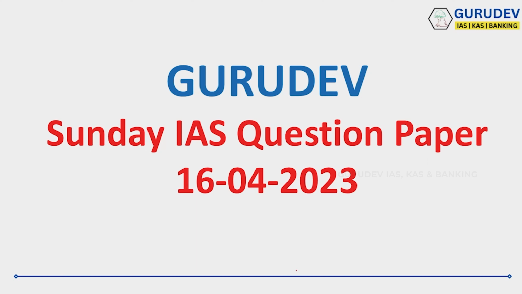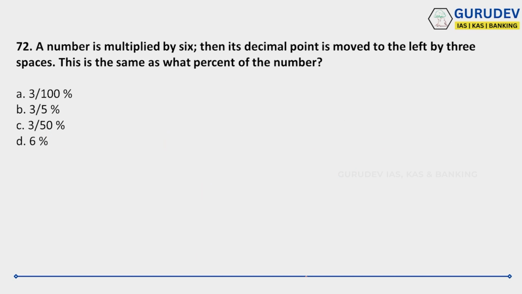Today we are going to solve the question paper which was conducted on Sunday, 16th of April 2023. So, first question, the 72nd. Question number 72: A number is multiplied by 6.